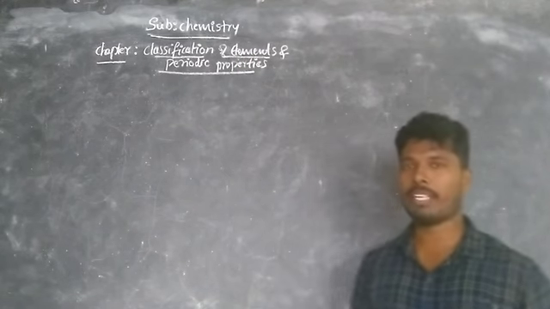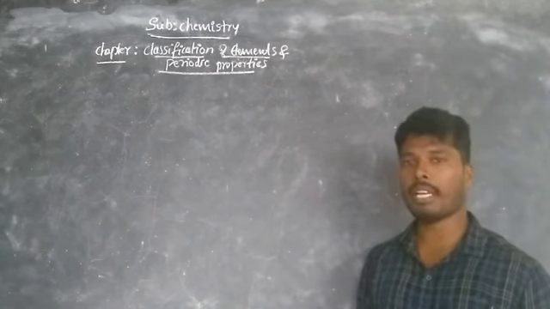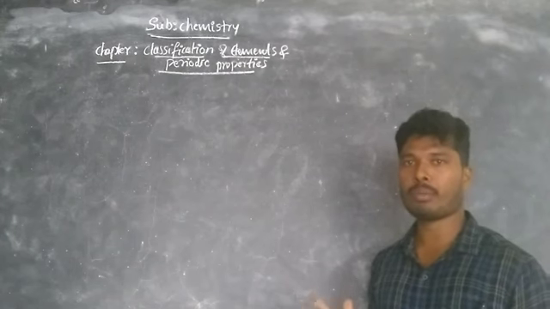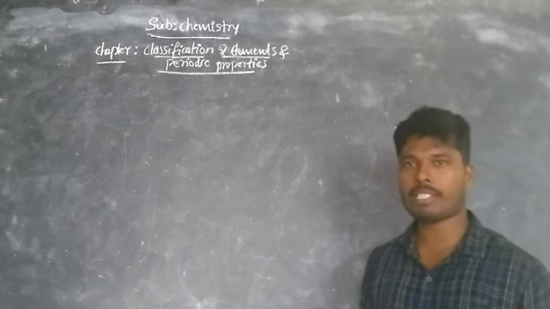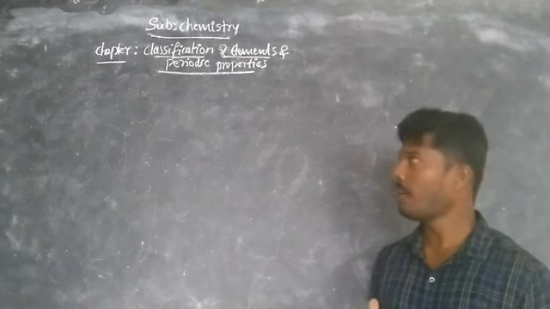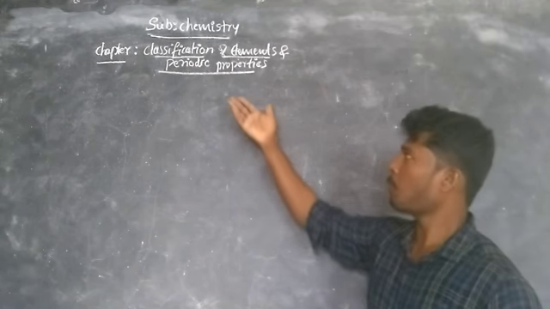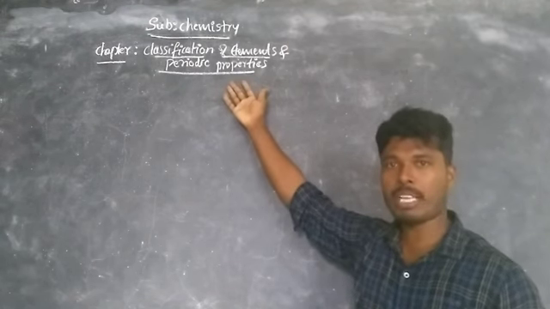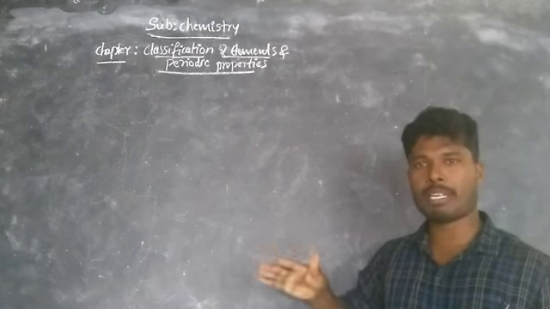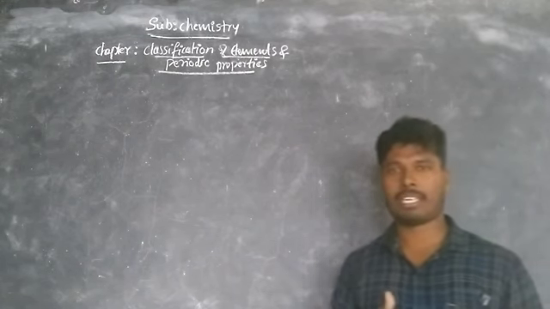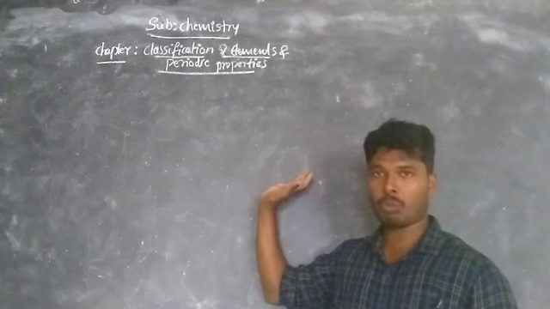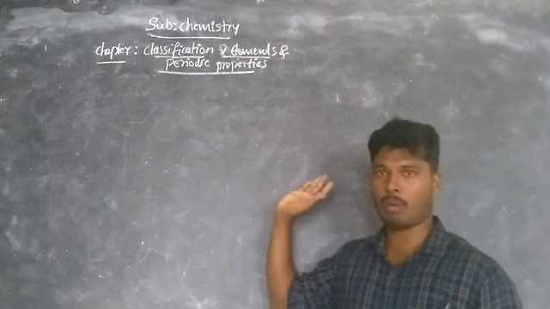In this chapter we learn how the elements are classified into different groups or periods, on what basis they are classified, what the properties of these elements are, how they are related to each other and how they vary from one another. That is the main concept we learn in this chapter.